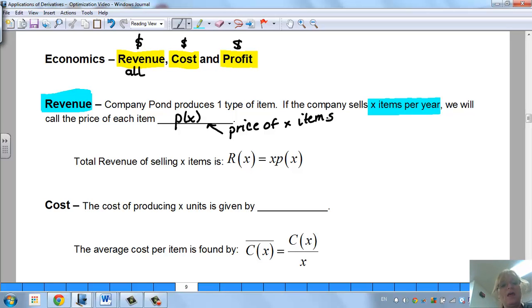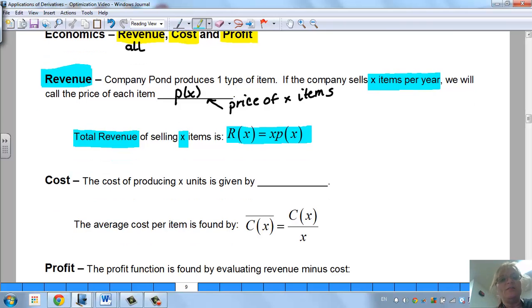Okay? The total revenue, all the money that I gather for selling that many items, is R of x equals x times p of x. So the capital R stands for revenue. And x is the number of items that I have, how many I sell, times the price of each item.